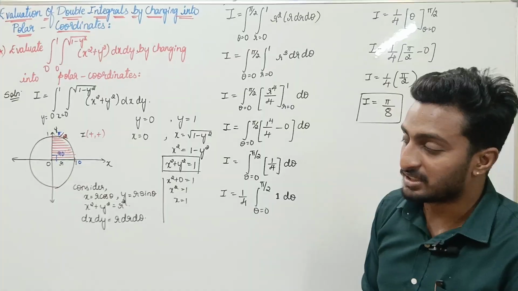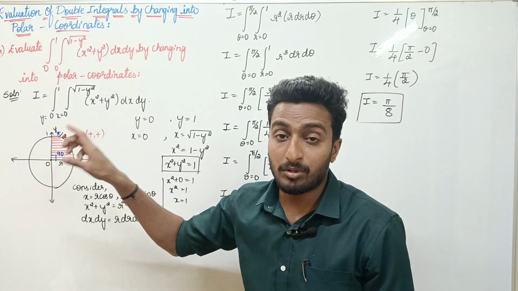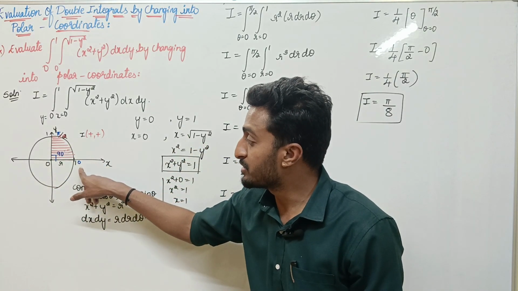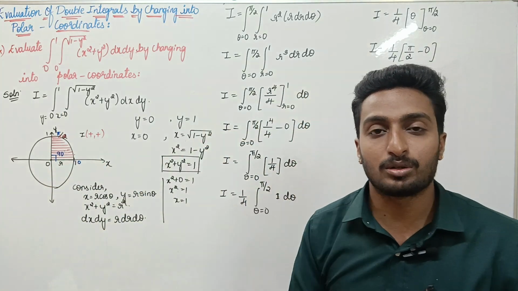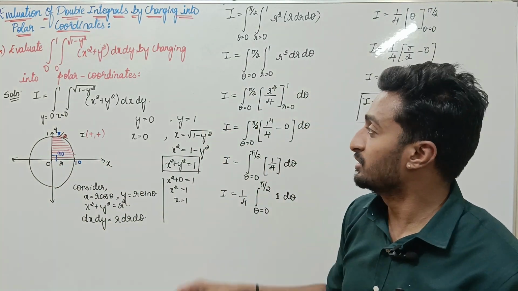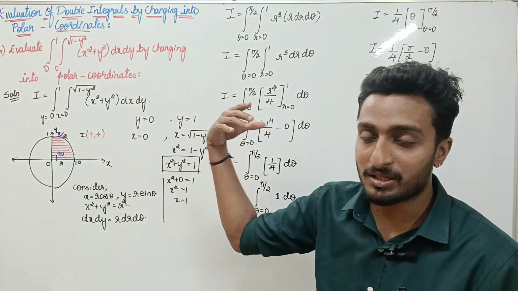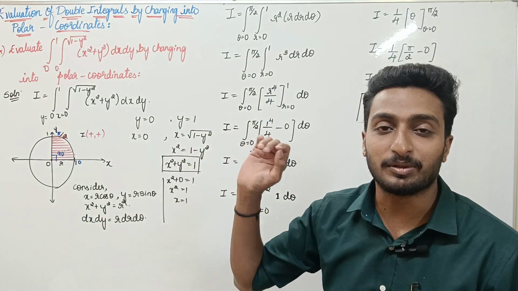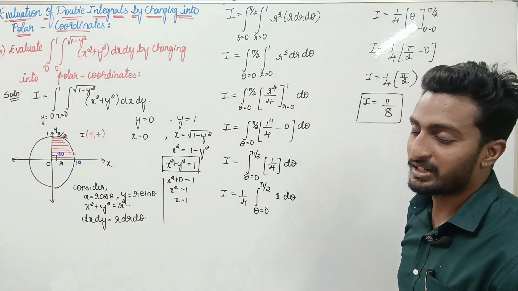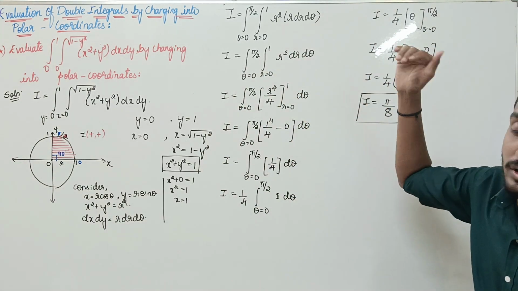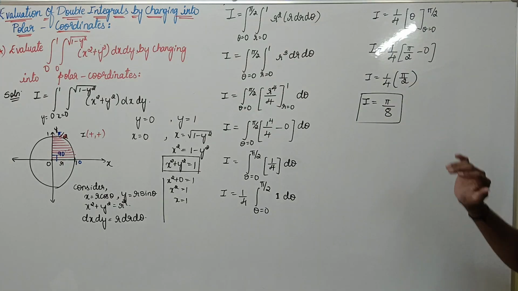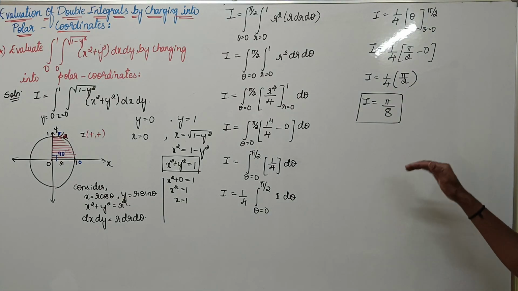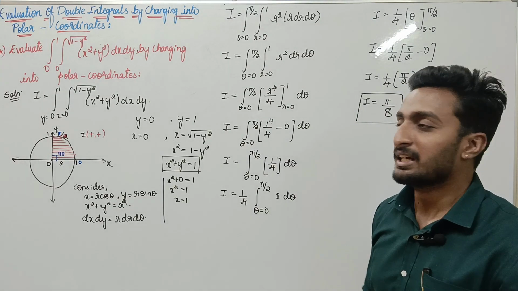First, consider the given integral and represent the limit points. Please do remember it goes from 0 to pi by 2, 90 degrees. The radius is from 0 to 1, the angle is from 0 to pi by 2. Represent x square plus y square with respect to r square, and dx dy with respect to r dr d theta. Simplify and reduce the integral step by step. You will understand very easily and you will get the solution, that is I equal to pi by 8. This is the required solution of the given integral.